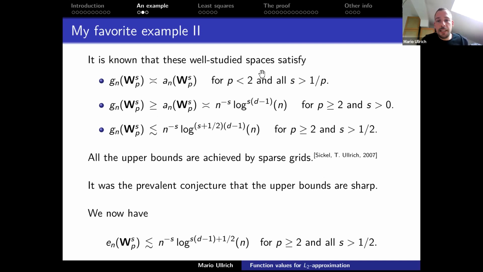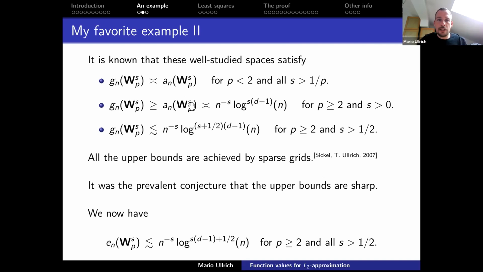So if you take p smaller than 2 here, then it's known for quite some time that sampling and approximation are of the same order. Now if you take p larger than 2, what's also known for very long is that the approximation numbers, so the best approximation you can do in these spaces, are like n to the minus s, times a logarithm to the power s times d minus 1. Approximation is done by frequencies in a hyperbolic cross, and so on.